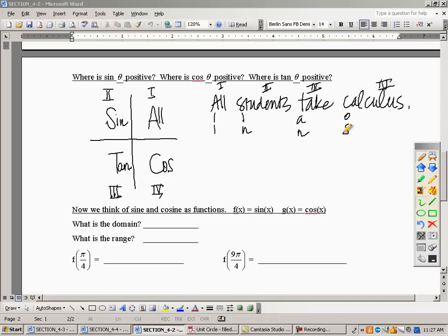You knew them in Algebra 2. You're talking about secant, cosecant, and cotangent. Those then will fit into this all students take calculus, and we'll discuss that more. Okay? We want to look at this idea of domain and range in terms of sine and cosine, and this is kind of the harder part of it.